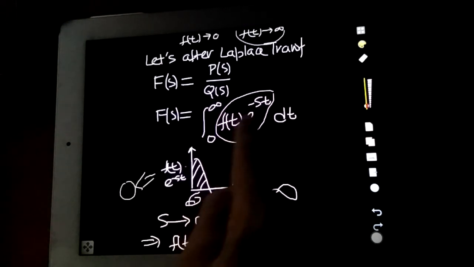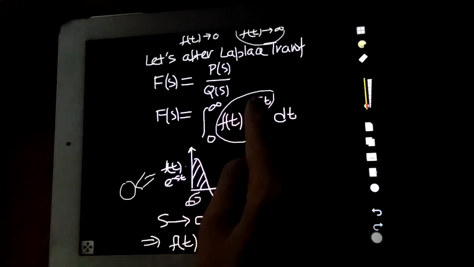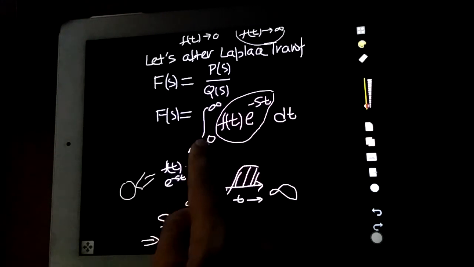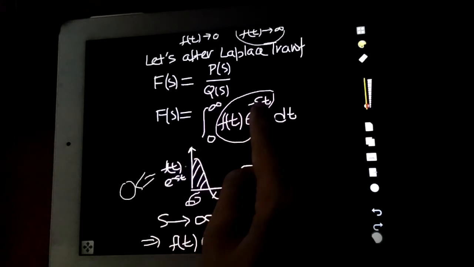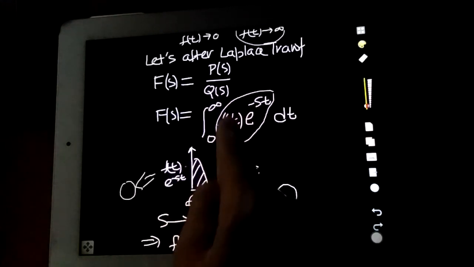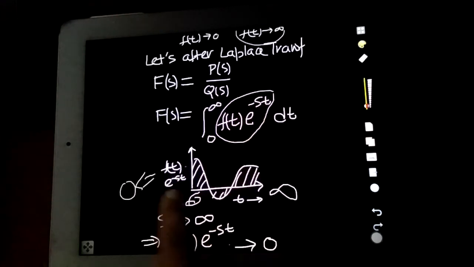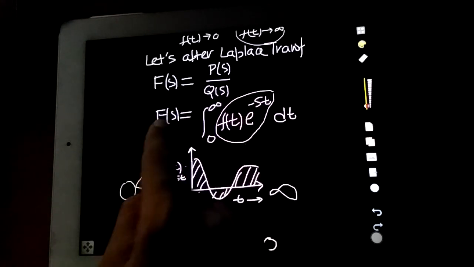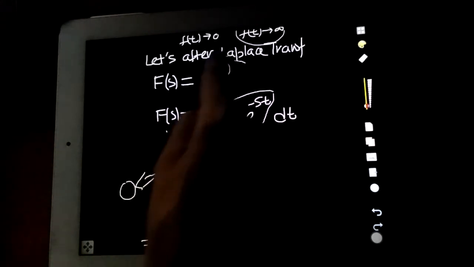So F(s) can be written like this. What does it mean? Here s is a variable, right, and t is also a variable, and t is integrating from 0 to infinity. So the area under the curve of f(t) e to the power minus st over the time domain comes out as a function of s, and we put it in this form.